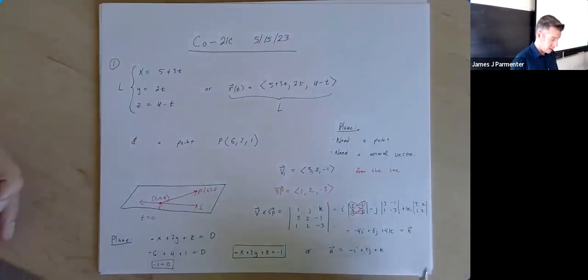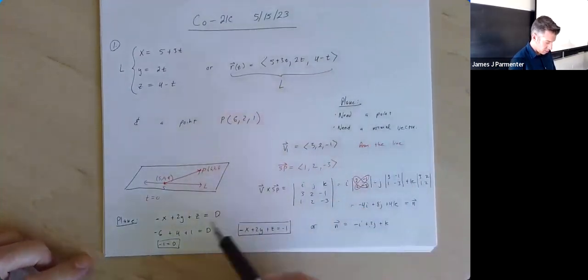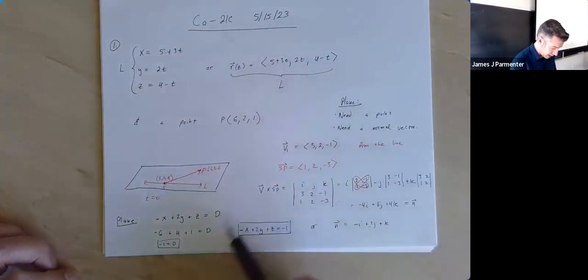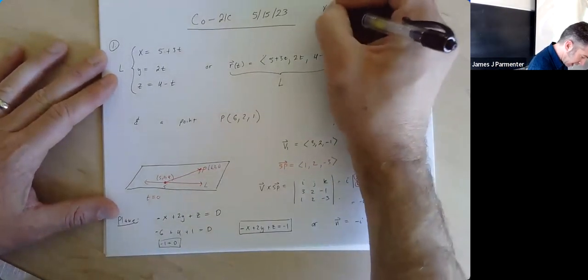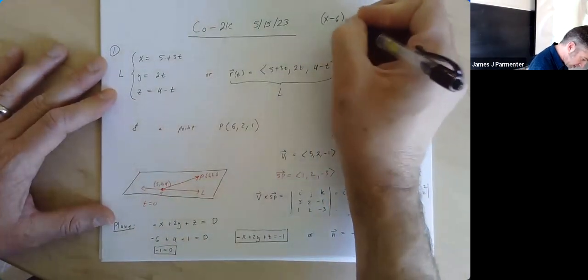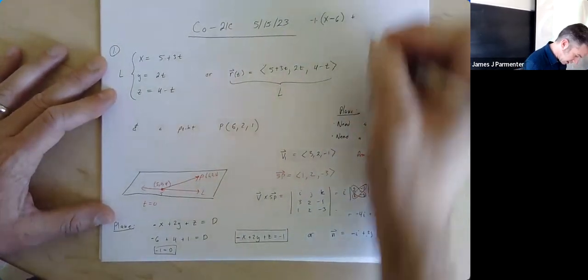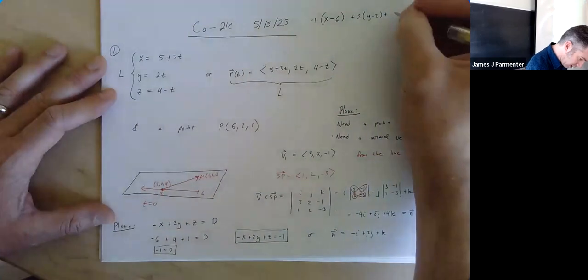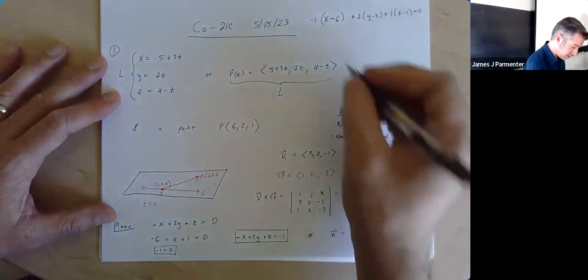When you're finding the equation of the plane, once you have a normal vector and a point, you can do what we did: the normal vector gives you the coefficients, and then you plug in your point to find the constant. Or you can do it this way. Using this point, negative 1 times x minus 6 plus 2 times y minus 2 plus 1 times z minus 1 equals 0. Then solve it, and you get the same thing.